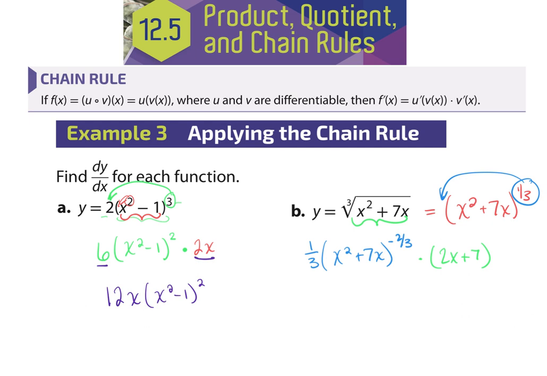So in my numerator, I have the 2x plus 7 and the 1. So I just have 2x plus 7 up here. And in the denominator, I have the 3. And because that's a negative exponent, I have (x squared plus 7x) to the 2/3. You can leave it as to the 2/3.